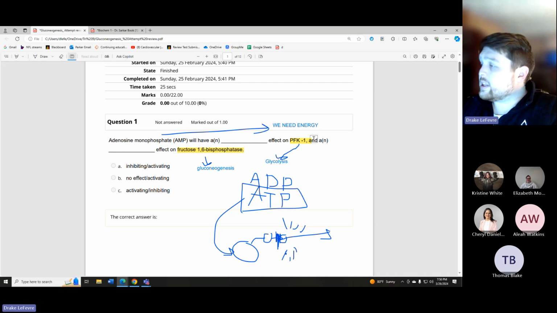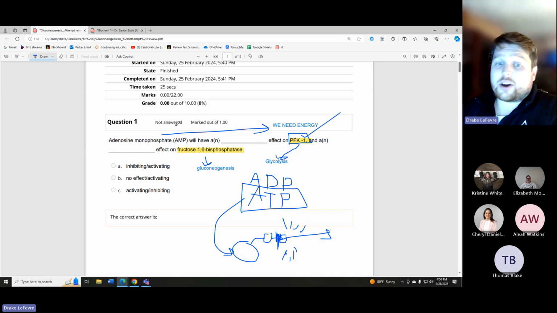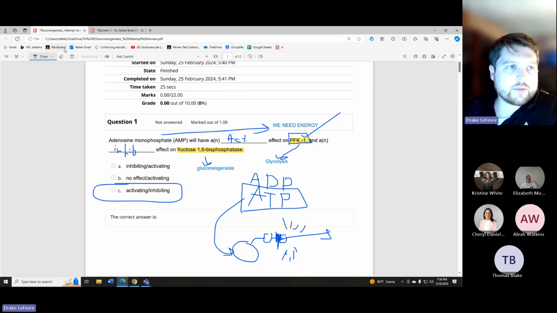Glycolysis. Doing the glycolysis, right? So that means we want our PFK1 right here. We want this guy activated. So if we have a bunch of adenosine monophosphate, AMP, which means that our ATP has been used up, we're going to activate our PFK1 and inhibit our fructose 1,6-bisphosphatase. So C is our answer right there.